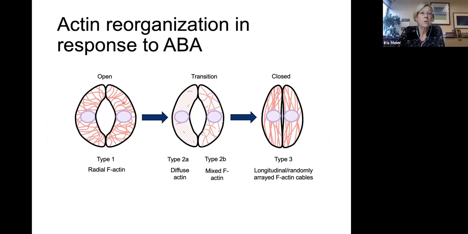So you can imagine how they crisscross the guard cells in this pattern shown here. When they close, they go to this transition stage where apparently most of the F-actin, or an amount of the F-actin, depolymerizes, and you either see a diffuse signal, which is whatever fluorescent marker you use, or this reduced mixed pattern of shortened F-actin. And then in the fully closed guard cells, they are re-polymerized into these longitudinal actin cables. So this is what's undergoing in wild type.